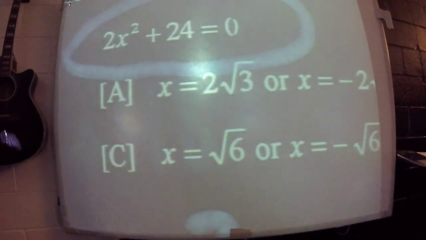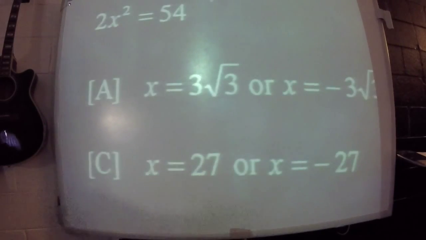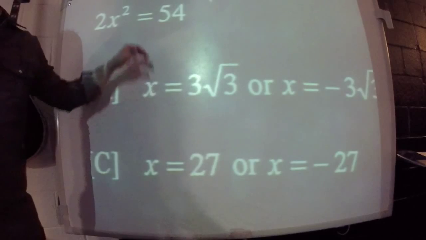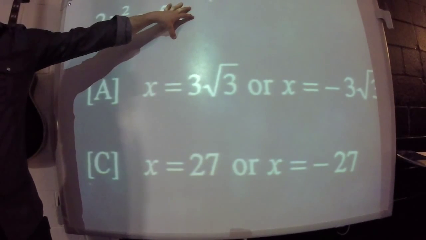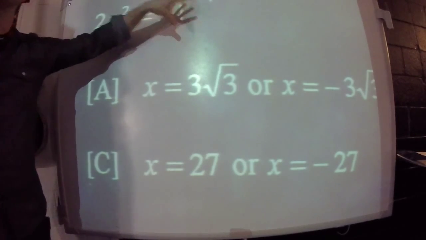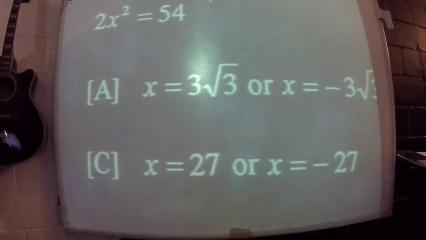Now look at the next example. If you tried the same thing here, will this one be real or imaginary? First, you're going to divide by 2, and then it's going to be positive 27. And then you're going to square root positive 27. So it will give you a real answer.